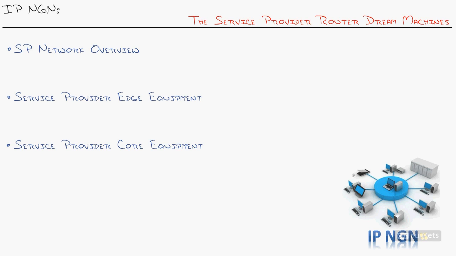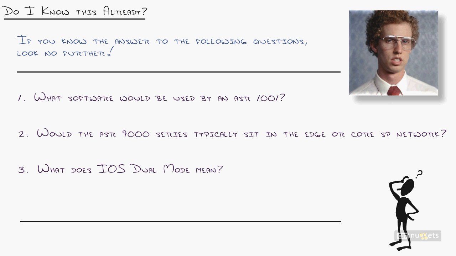So that's what we're going to talk about in this nugget: the Cisco service provider routers. First off, going back to the big picture, what does the service provider network look like? Then, what equipment fits in each one of those components? Here are the "do I know this already" questions. So pause the video, read through them. If you know those answers, move on to the next nugget in this series.